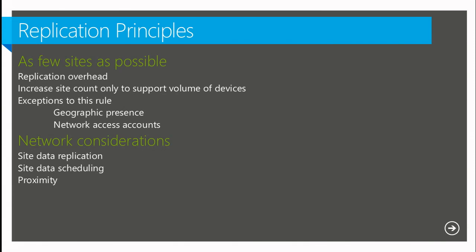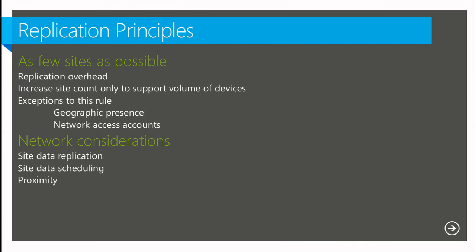So in a perfect world, if you had 150,000 clients under management, you would use 2 sites, because 100,000 is the maximum per site. Now, there are exceptions to that rule. We do have some geographic presence issues. We know there are some regulations about where content can actually be located and seen.